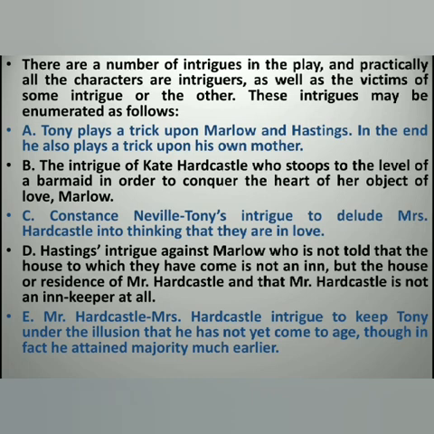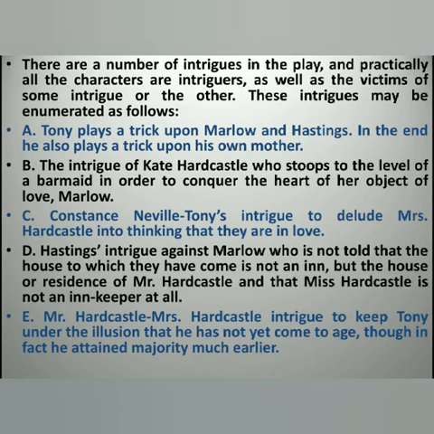Then there comes another intrigue which was done by Hastings. Hastings also plots an intrigue against Marlowe by not telling him that the inn was not an inn but the house of Mr. and Mrs. Hardcastle, and thus the house of Miss Hardcastle. And that Miss Hardcastle is not an innkeeper at all but the daughter of Mr. Hardcastle, okay? Another intrigue was performed by Mr. and Mrs. Hardcastle. They plot an intrigue against Tony by keeping him under the illusion that he has not yet come of age to take the property, though in fact Tony attained majority much earlier, okay? So these are all the intrigues played by the characters of the play, okay?